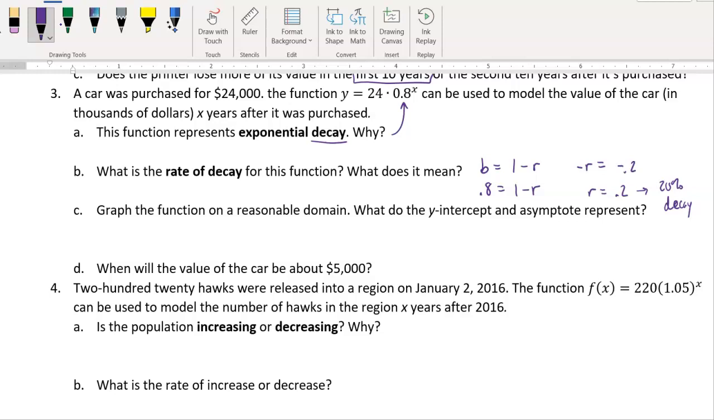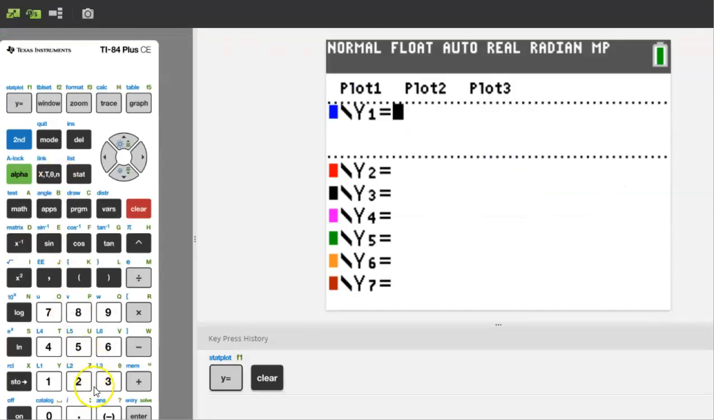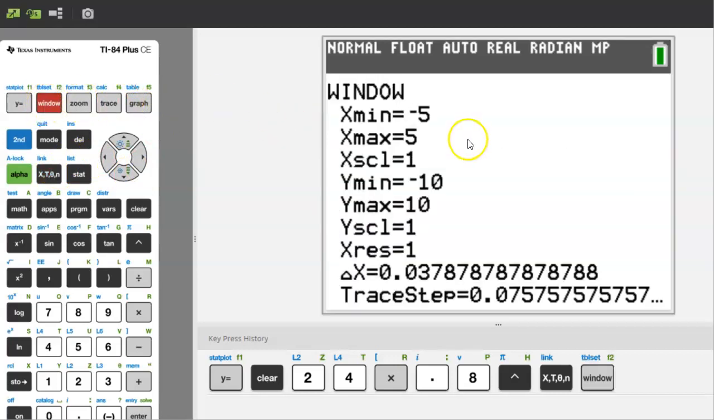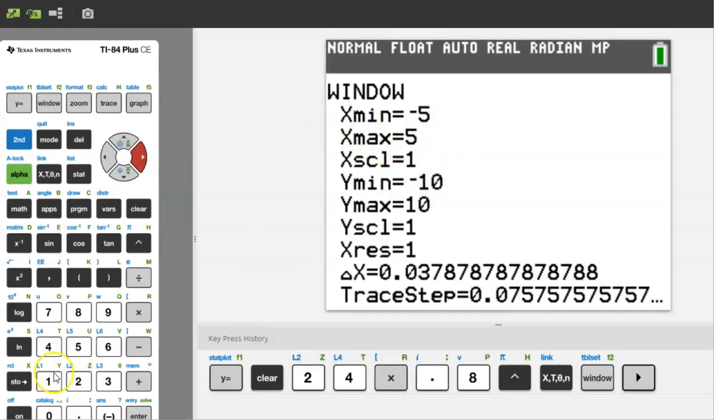All right, so that we could do on our calculators. So let's just go ahead and I'll show you how to do that. On your graphing calculators, we're just going to graph the original function, 24 times 0.8 to the x power. To do the x power, we're going to use our exponent button. And then remember, next to the alpha button, that's where we find x. And let's change, I don't know what my window settings are, so let's see. That looks okay. Maybe I might want to change my x minimum. Let's just do a standard window.